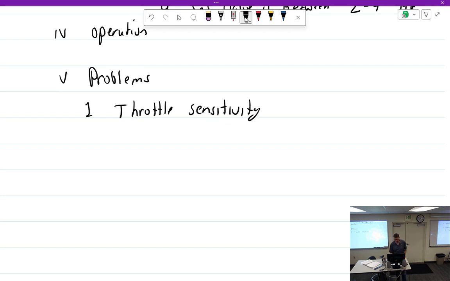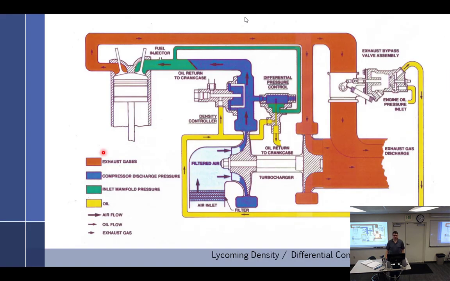Throttle sensitivity. Turbos respond slowly. They're a little slow to respond. You've got to think about how this whole system works. It's not simultaneous. Things have got to happen. And we're going to be looking at a lot of things from here on out that take a while for things to happen.